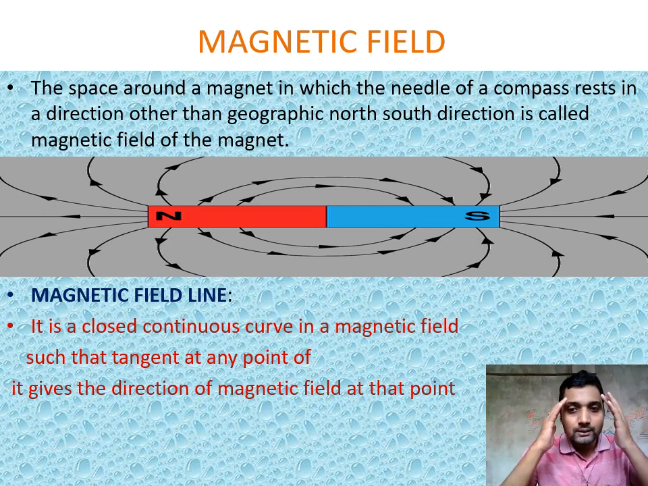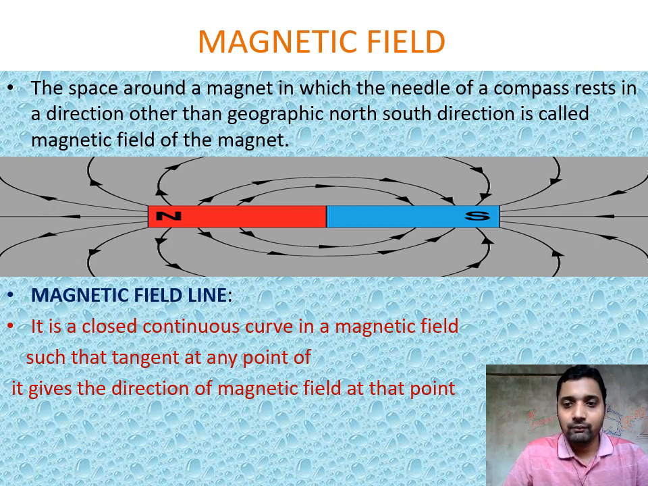So a closed continuous curve in which the tangent at any point gives the direction of the magnetic field at that point is the magnetic field line. Or simply, we can say a magnetic field line is the line which shows the magnetic field of a magnet. So the magnetic field is the region around which a magnetic force can be experienced. And now we'll get to another topic.